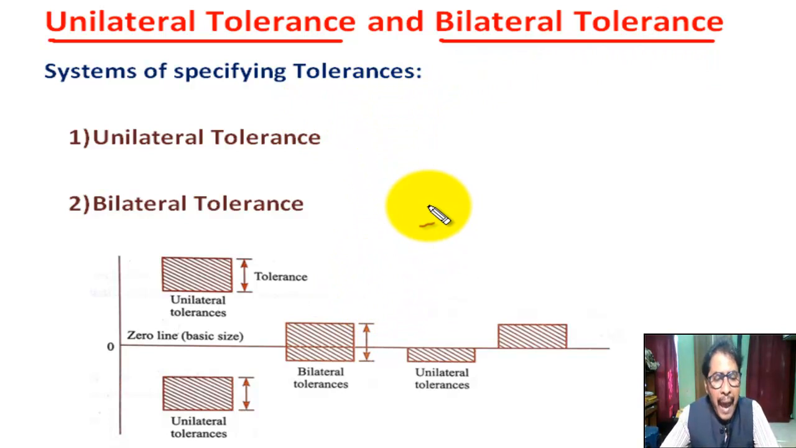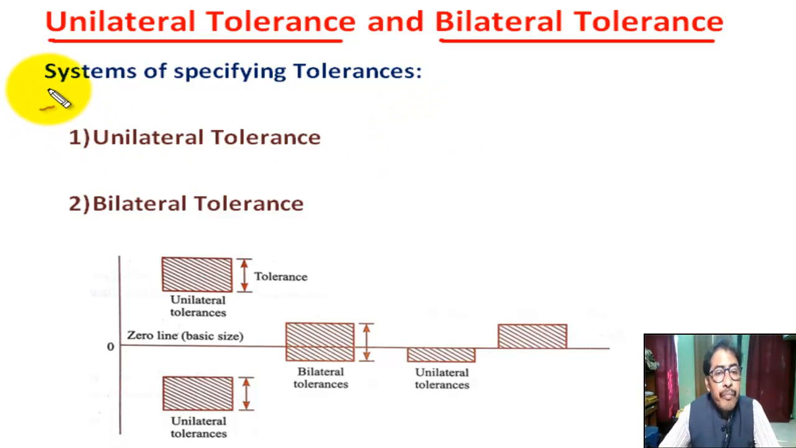Production of accurate size hole, shaft or any object or product is impossible. The tolerance, or the error permitted in manufacturing a particular dimension, may be allowed to vary either on one side of the basic size or on either side of the basic size.